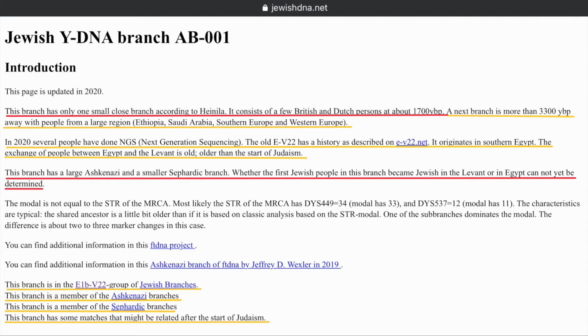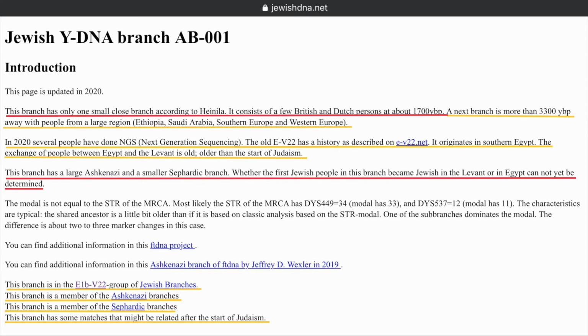A next branch is more than 3,300 years before present, with people from a large region: Ethiopia, Saudi Arabia, Southern Europe, and Western Europe. In 2022, several people have done NGS, Next Generation Sequencing. The old E-V22 has a history as described on ev22.net.